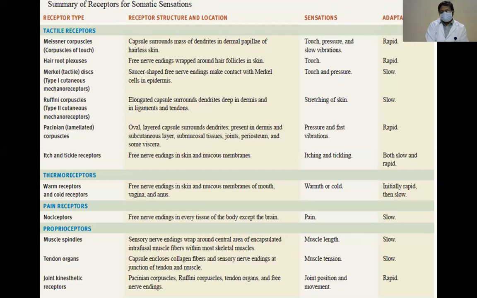The joint kinesthetic receptors are present in the joint structures and the tendon organs. They sense joint pain and movement. They are also rapidly adapting. This will end today's session.